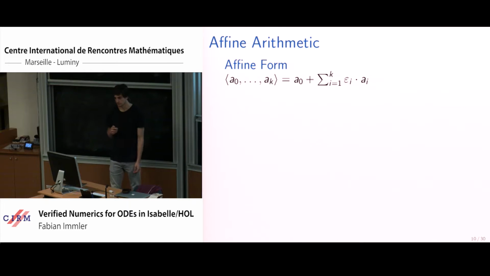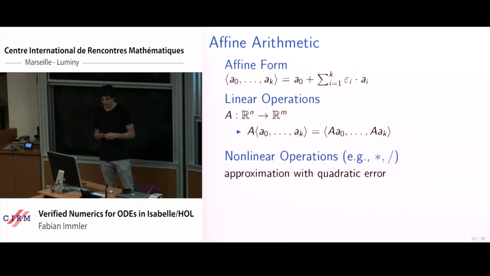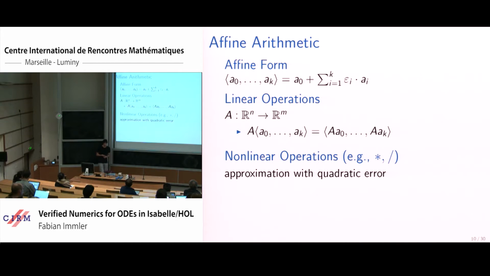So we are going to work with affine arithmetic, which you've also seen up to now several times. The nice thing is that linear operations basically just distribute over the generators of an affine form, so all linear operations can be represented exactly. If you have nonlinear operations, you do a linearization of the nonlinear operation and account for the quadratic error with some additional noise term epsilon.